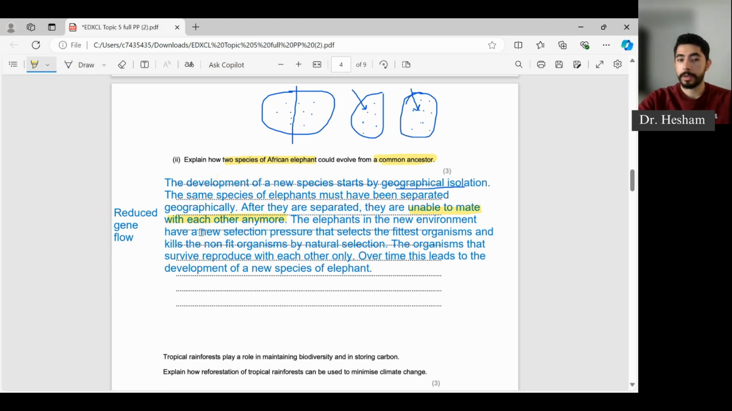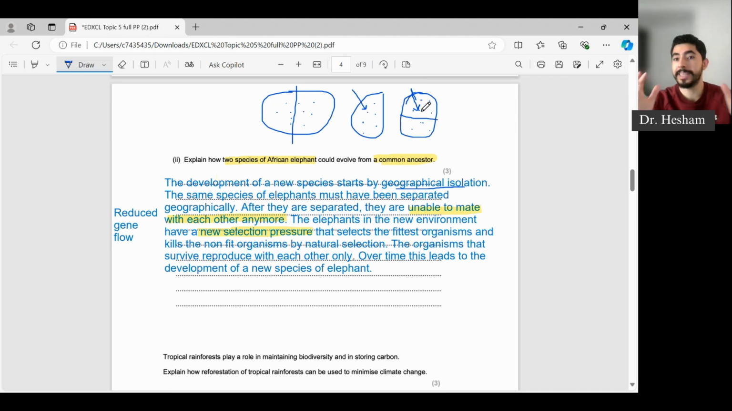A new selection pressure. What does selection pressure mean? It means that there was a change in the environment, which means nature has changed the environment on these elephants, and this forces the fittest to survive. So the fittest elephants, for example, the ones that are more adapted to hot weather, are going to survive on this island, and the ones that cannot take the hot weather are going to die. So half of the elephants are going to die, and only the fittest will survive, the fittest compared to the selection pressure.